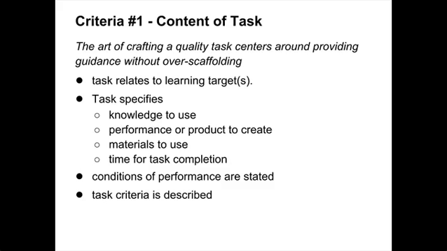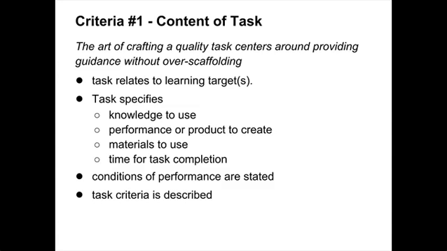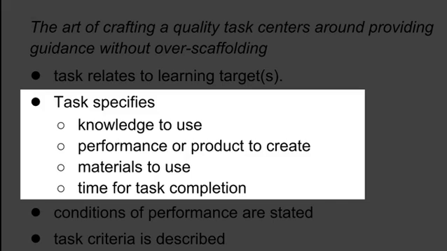First one is the content. A quote that I put in this slide says, "The art of crafting a quality task centers around providing guidance without over-scaffolding." And the most useful part of this criteria was the 4 parts of a task. What knowledge do students need to use? What performance or product are they going to create? What materials do they need to use? And how much time do they have to complete the task?